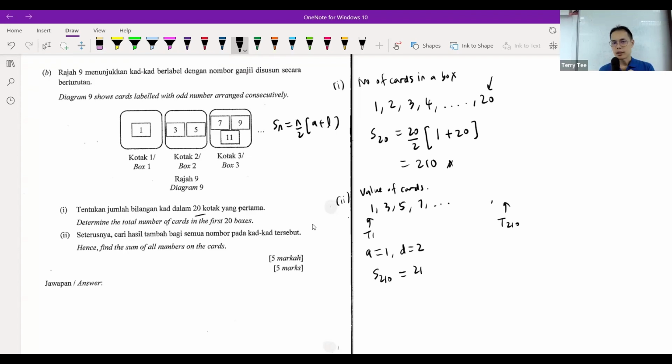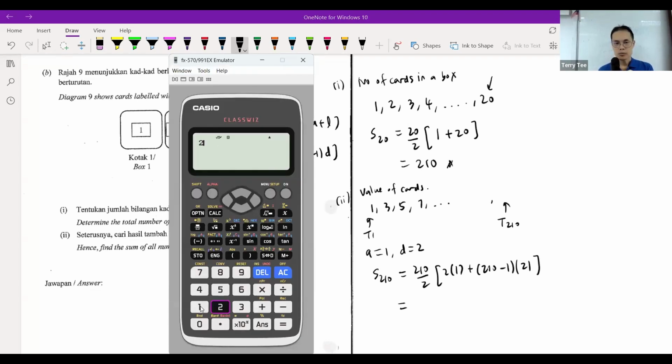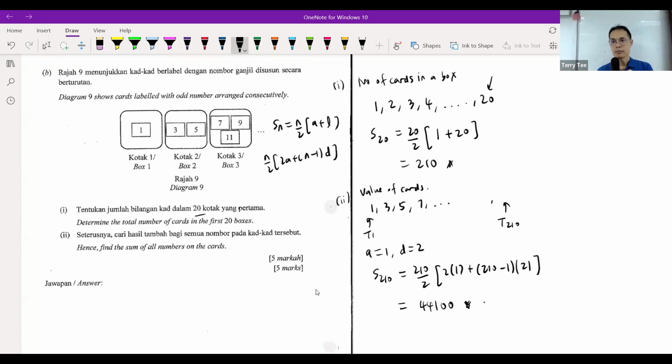Your S210 will be n over 2, 2a plus n minus 1 d. Here I'm using n over 2, 2a plus n minus 1 d. Your n is 210, minus 1, d is 2. Common difference is 2. Now let's use our calculator. 210 divided by 2. Open bracket, 2 times 1 is 2, plus 209 times 2. My answer is 44100. 44100. Okay.